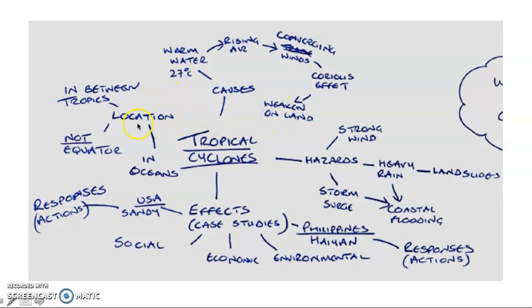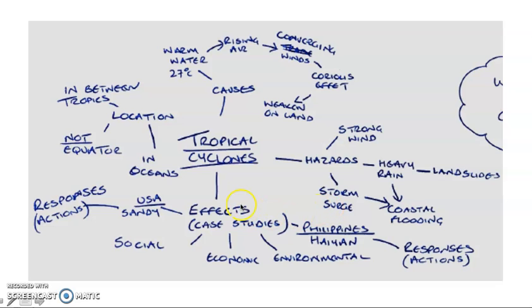Now, because they need this warm water, we find them in between the tropics, but we don't find them on the equator because the Coriolis effect is not strong enough there. Now, the main hazards to understand about tropical cyclones are the strong winds, the damage that that can cause, but perhaps the most important hazards are in fact the heavy rain, which can lead to flooding and landslides, and the storm surges. This is created by the less pressure, allowing the sea level to rise, but also the strong winds pushing the water and waves in.